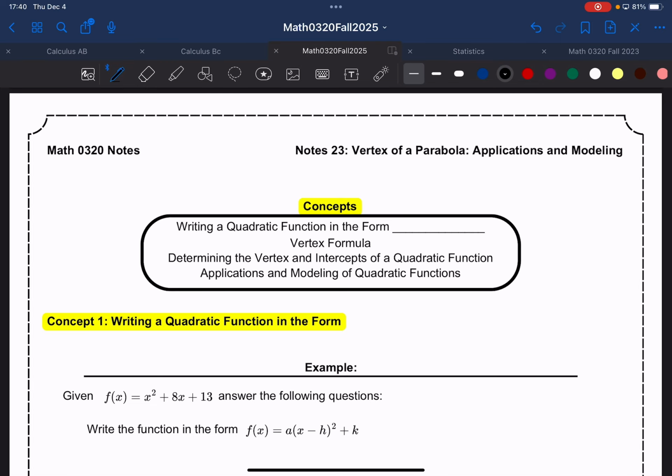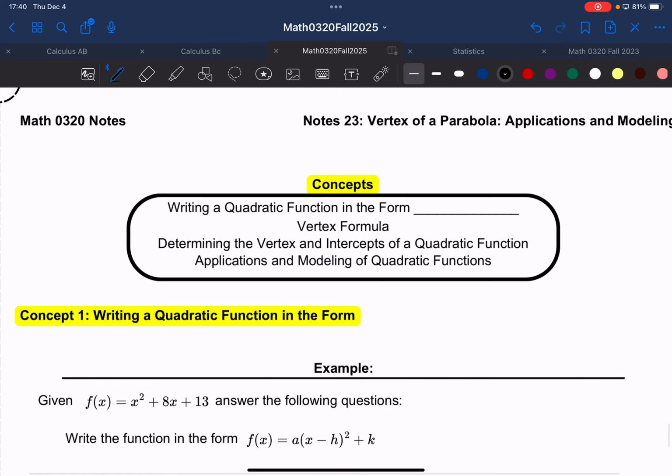Okay, so notes 23 is Vertex of a Parabola, Applications and Modeling. So we're going to have to use what we learned in yesterday's notes in order to write these quadratics in vertex form. And if you remember, what we did is called completing the square. So we had to find some n value, where if we took that b value, divided it by 2, and squared it, that was going to help us get a perfect square. So again, we want to write them in vertex form.